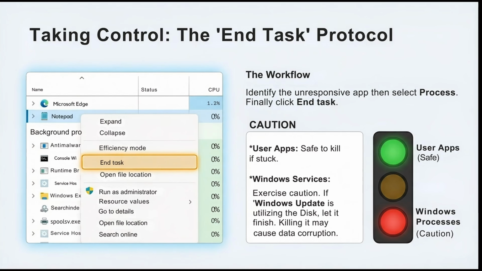The boundary to respect is between user apps and Windows processes. System processes, services, and anything connected to Windows Update are doing real work in the background, sometimes writing to disk. Forcing one of those to stop mid-task can corrupt data or trigger errors that are harder to fix than the original slowdown. The practical rule: if you don't recognize the name, right-click and choose Search Online before you touch it. Most Windows processes are well documented, and a search online will tell you whether it's safe to end.